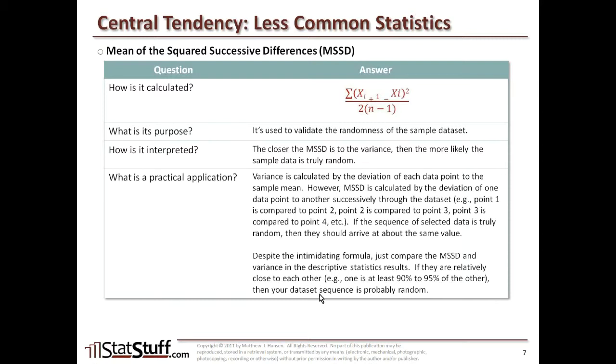If there's a big gap where one is less than 90% of the other, and again, it doesn't matter which one is greater or which one's less, then chances are your data may not be random. Now, obviously, you can use other tools to assess that randomness, but this is just an additional one that can be used to help assess the randomness within your data.